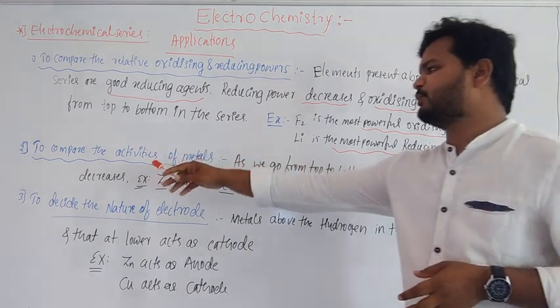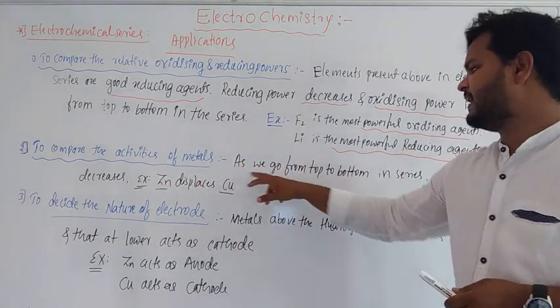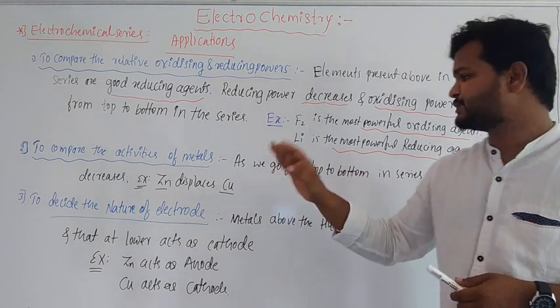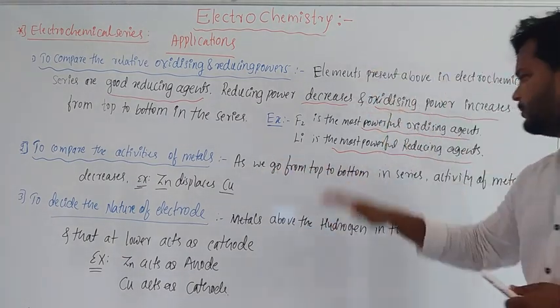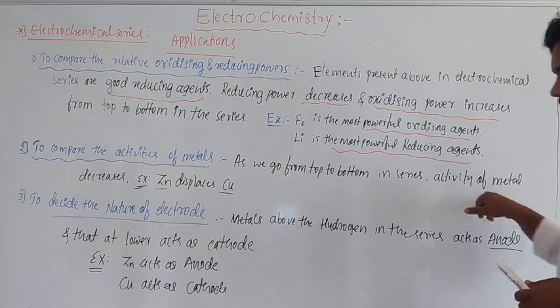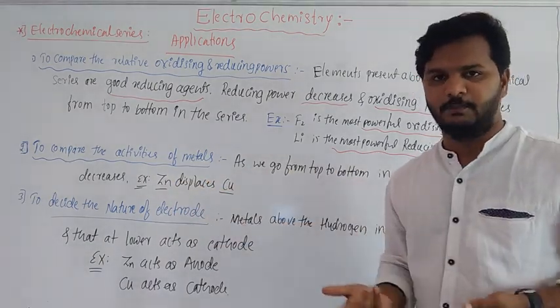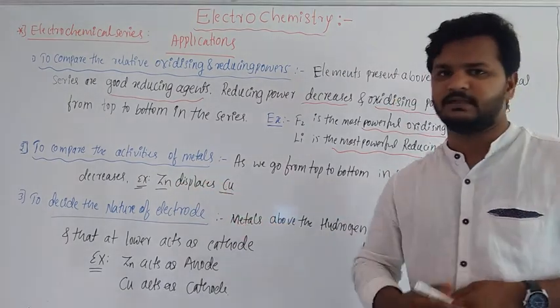First, to compare the activities of metals. As we go from top to bottom in the series, the activity of the metal decreases. For example, zinc is more reactive than copper. That is why zinc easily displaces copper.